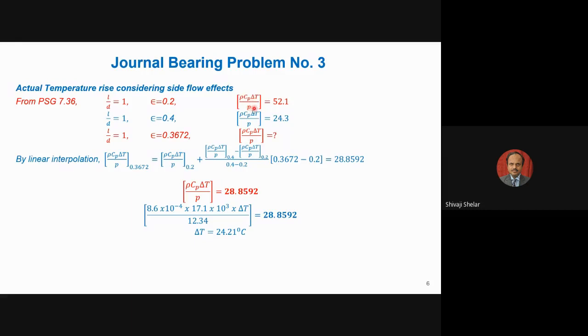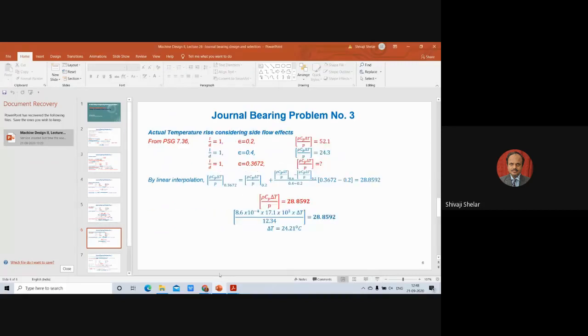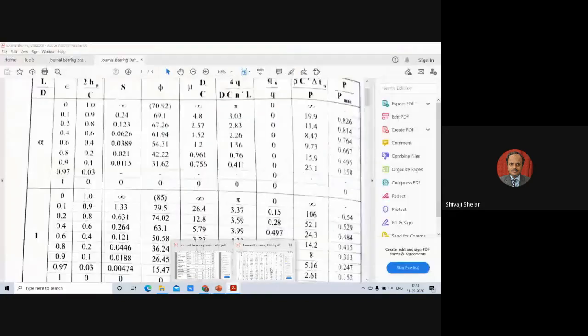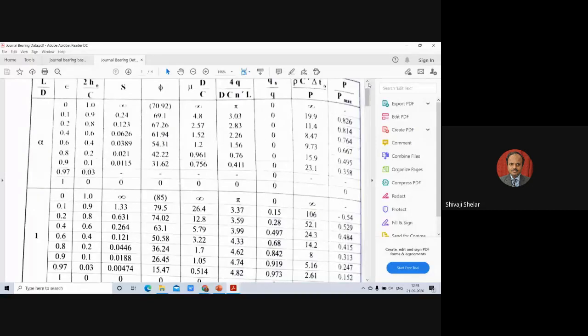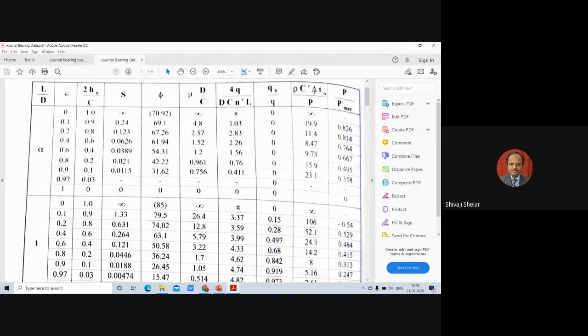Rho Cp delta T naught upon P, this ratio is there. For epsilon equal to 0.2, that is eccentricity ratio 0.2, this value is equal to 52.1. And for 0.4, it is 24.3. I will show in the chart so you can understand. The chart is available here. This temperature function value is rho Cp delta T naught upon P. This bracket I have taken here. So when L by D is equal to 0.2, this value is 52.1. And when L by D is equal to 0.4, this value is 24.3.